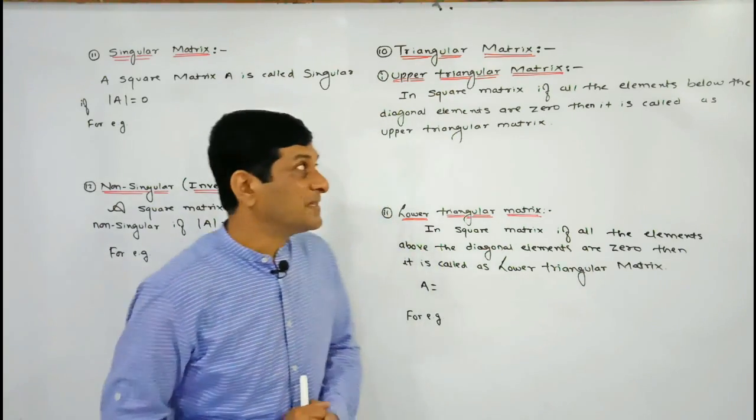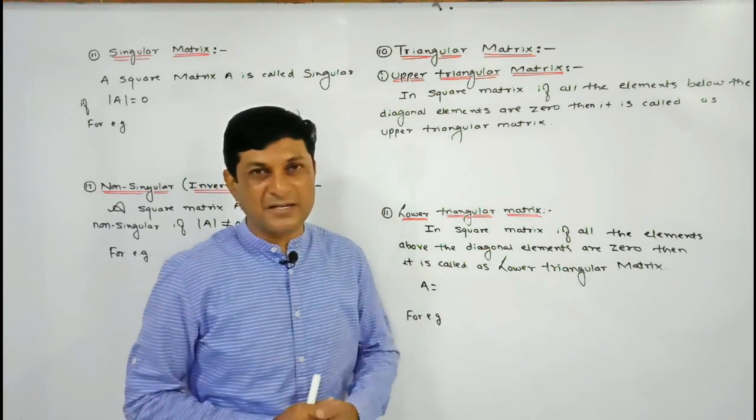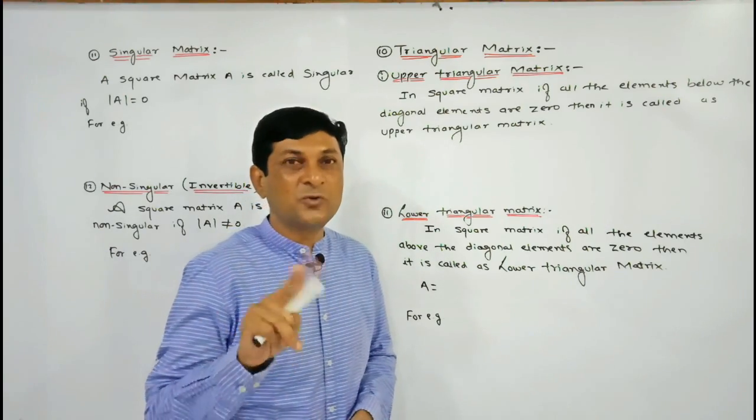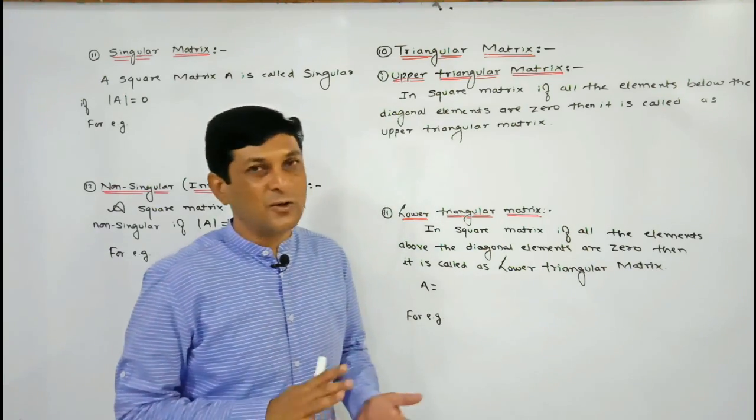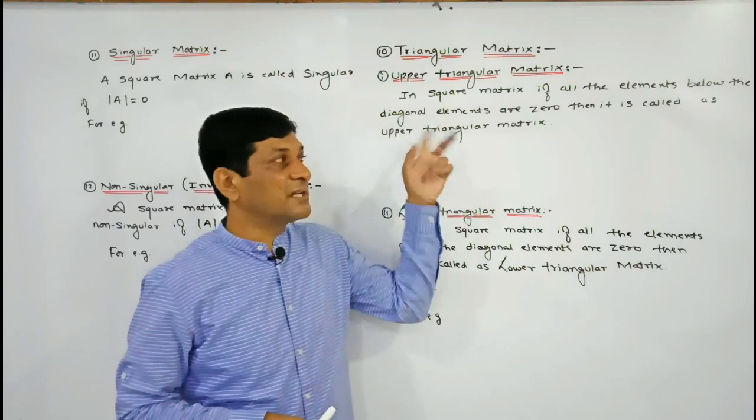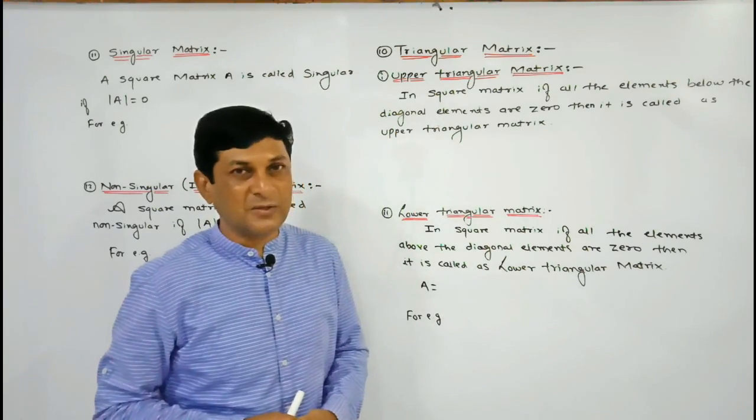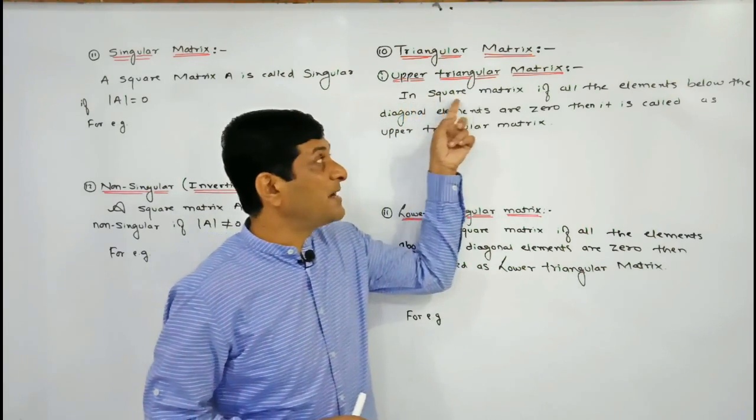So let us discuss the next type, that is triangular matrix. In case of triangular matrix, again two types are there, upper triangular and lower triangular. First try to understand the definition of what? Upper triangular matrix. So in this case matrix is square.